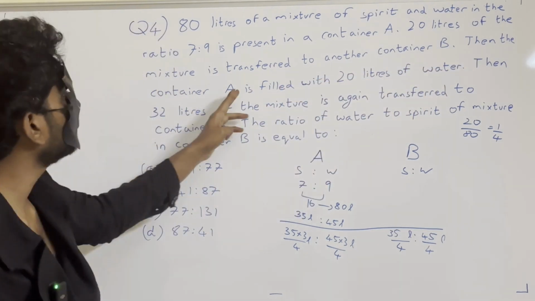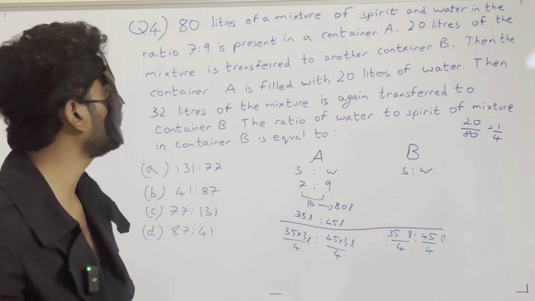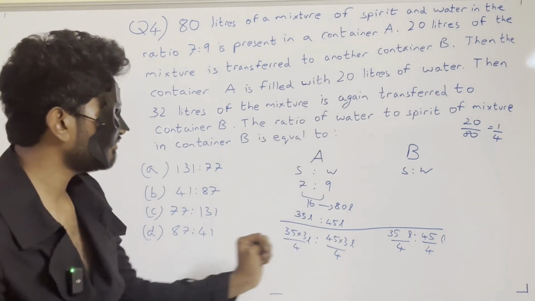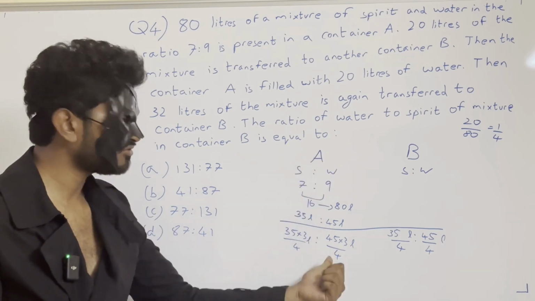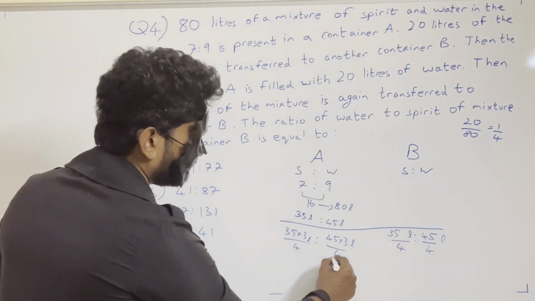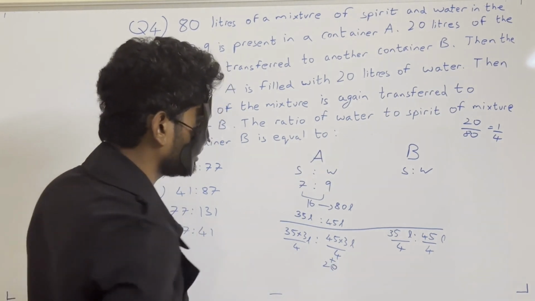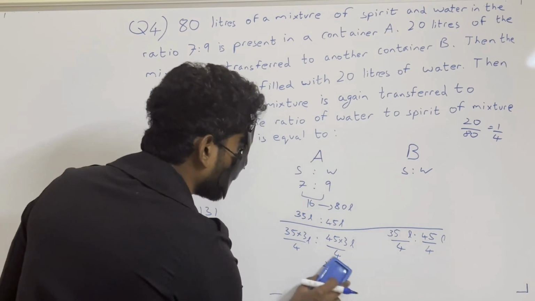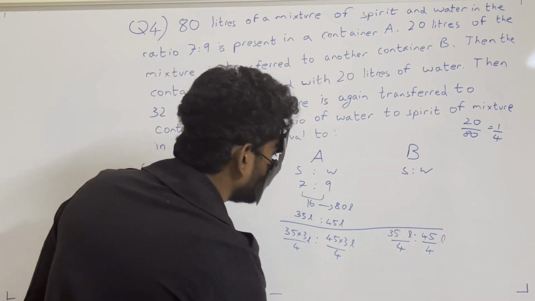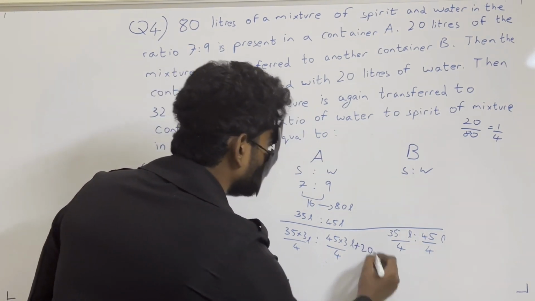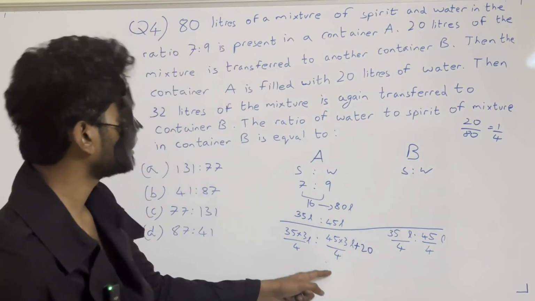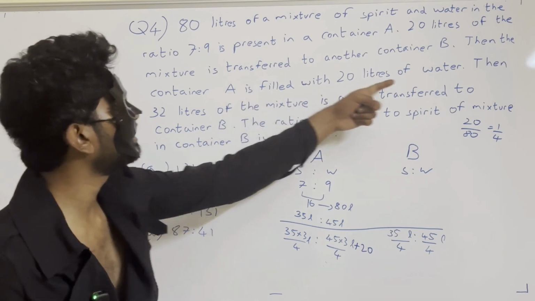Then the container A is filled with 20 liters of water. So now we have to add 20 liters of water. So here I will be adding plus 20, right? This will be nothing but plus 20, because water we are adding, A is filled with 20 liters of water.